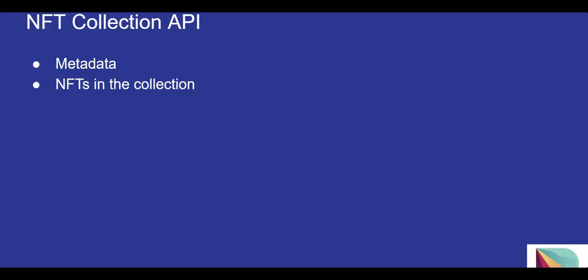In the NFT collection API, you get information related to the NFT collection, in the sense that, let's say you want to get all the NFTs in a particular collection, or you want to know the creator of a particular NFT collection, the metadata, the file URI, and so on. So this is the API. Let's see an example of how to get the metadata of an NFT.